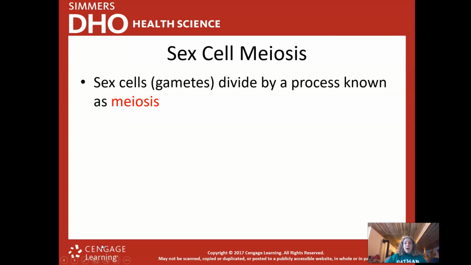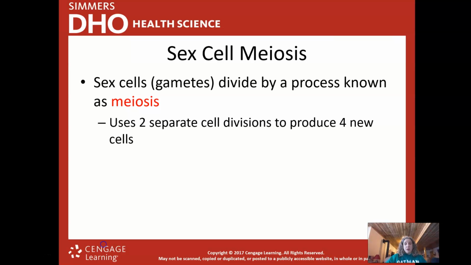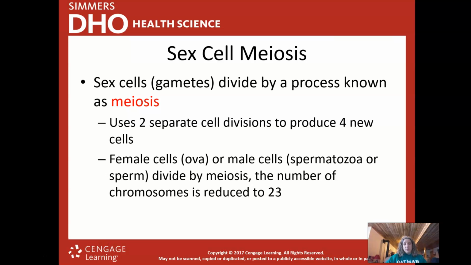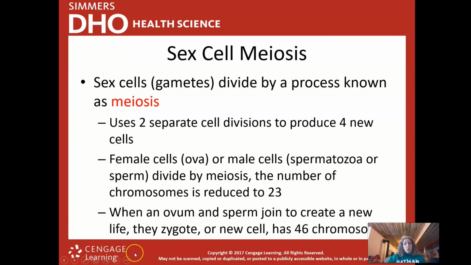Sex cells go through meiosis. Sex cells, or gametes, divide by a process known as meiosis. They use two separate cell divisions to produce 4 new cells instead of 2 in mitosis. The female cells or the male cells divide by meiosis. The number of chromosomes is reduced to 23. When an ovum and sperm join to create a new life, the zygote, or new cell, has 46 chromosomes.